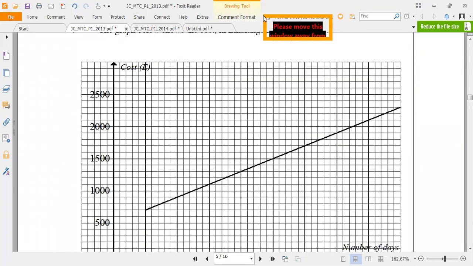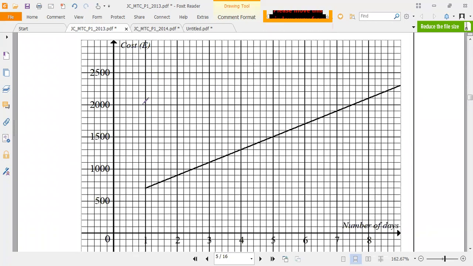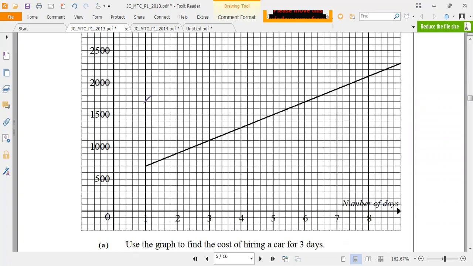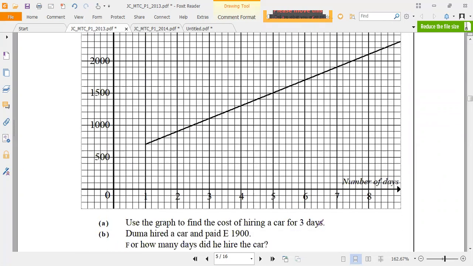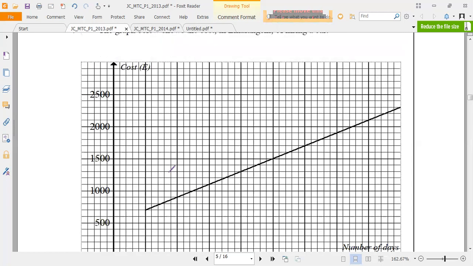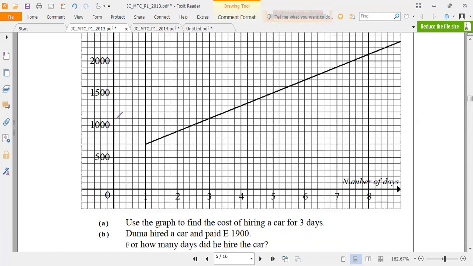Question 7 wants us to look at this graph and use it to find the cost of hiring a car for 3 days. This is a graph of cost against number of days. It shows how much you pay for hiring a car for a given number of days. If you're asking for 3 days, we come here and draw a line from 3 to meet the line of best fit.